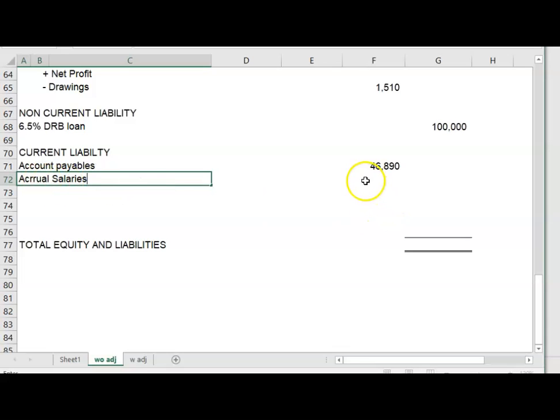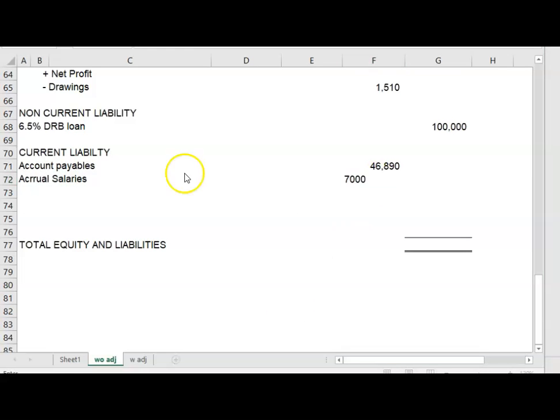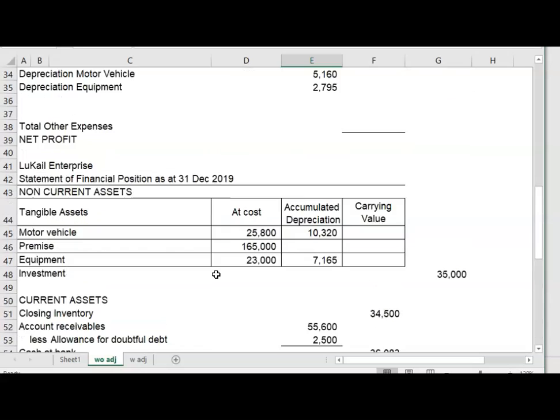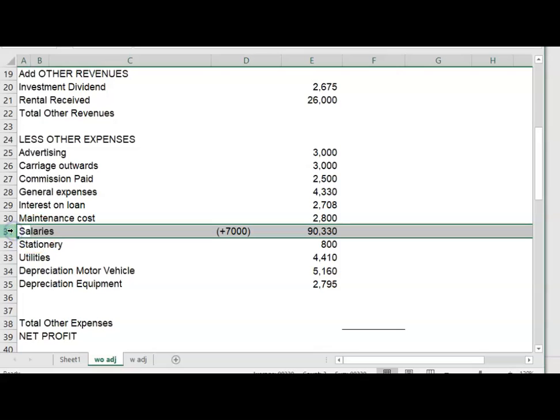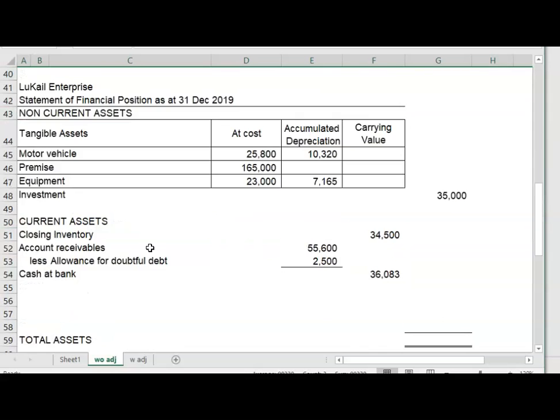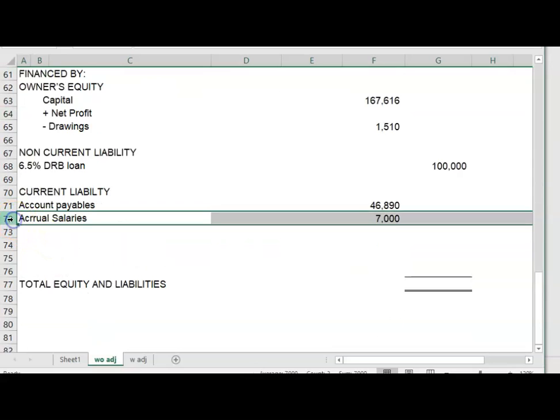So accrual salary just now, 7,000. So 7,000 here in current liability, accrual salary. So there you have two places that you already record. Add the salary here, and another record is in current liability here. So you already record two places.